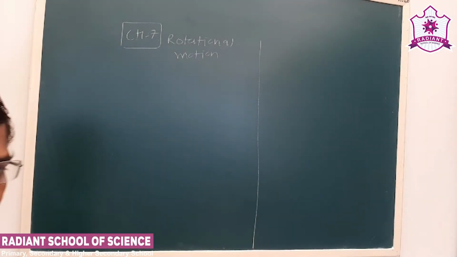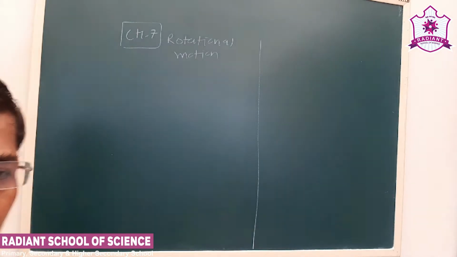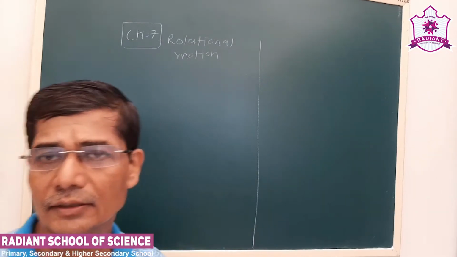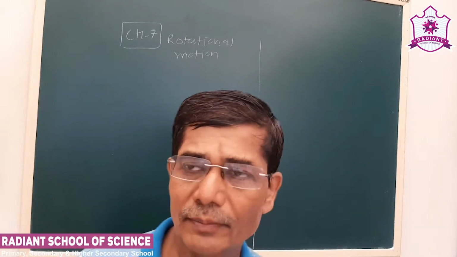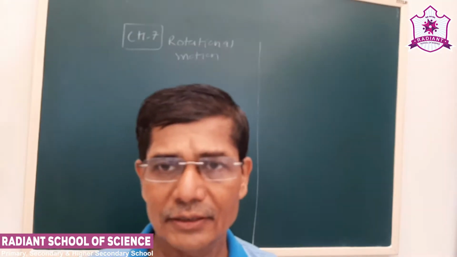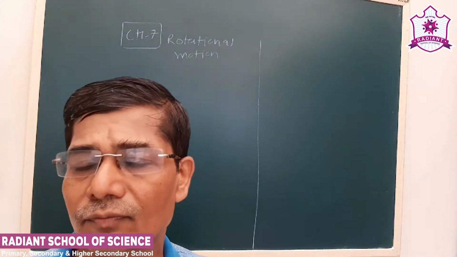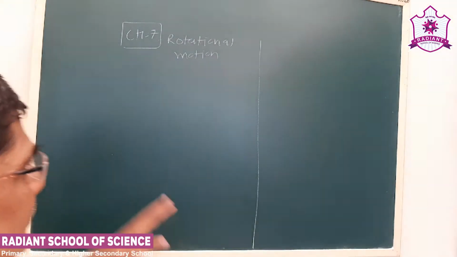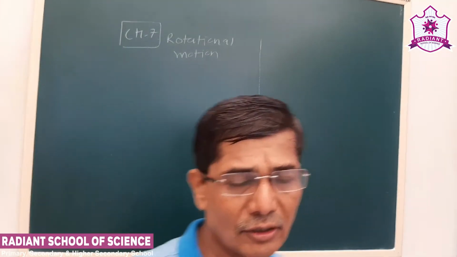Dear students, last time in lesson number 7, that is system of particles and rotational motion, we studied an important process, that is the vector product of two vectors. In lesson number 6 you studied the scalar product. Work is a scalar product of force and displacement. Now here we studied the cross product, or vector product.